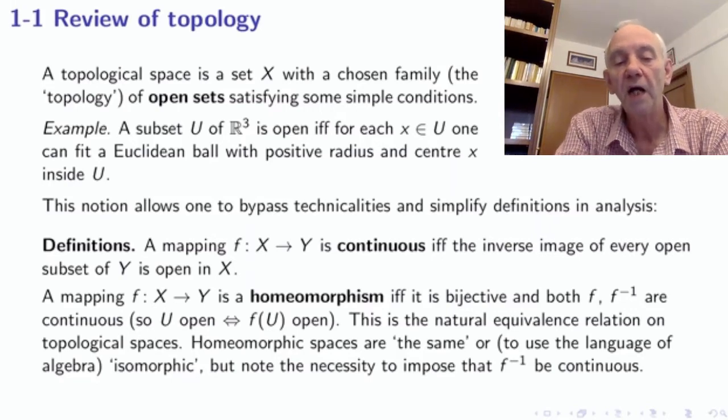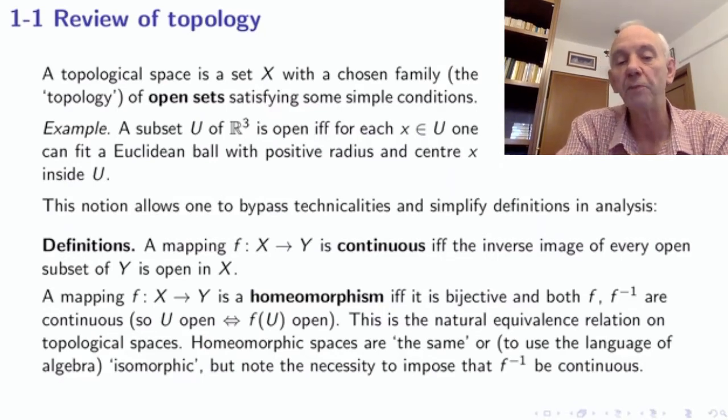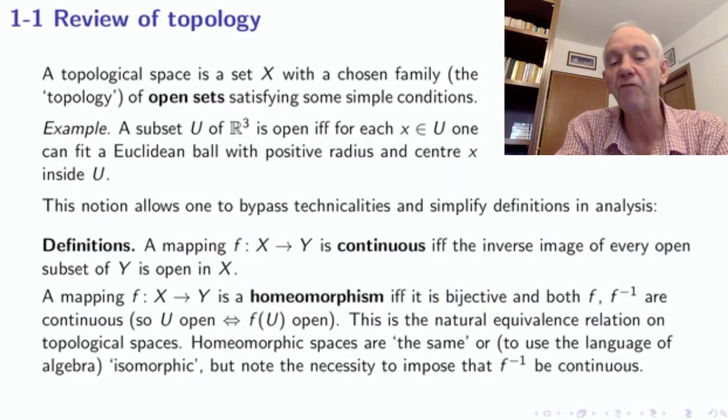But anyway, a mapping between two topological spaces is a homeomorphism. It's got to be bijective. Remember, X and Y are sets above anything else. So the mapping has got to be bijective. And it's got to be continuous, because when you talk about maps in a topological context, you always assume they're continuous. But we also have to impose that the inverse mapping, which exists as a mapping because F is a bijection, the inverse mapping, F inverse, is also continuous.